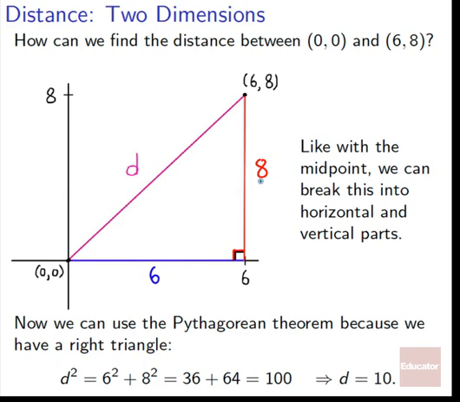So we use the Pythagorean theorem. We know that d squared, the diagonal or hypotenuse, is going to be equal to 6 squared plus 8 squared, equals 36 plus 64, equals 100. So our diagonal, our distance, d equals 10. So we can figure out that this has got to be 10 up here on that side because we can turn it into a right triangle, which allows us to apply the Pythagorean theorem.